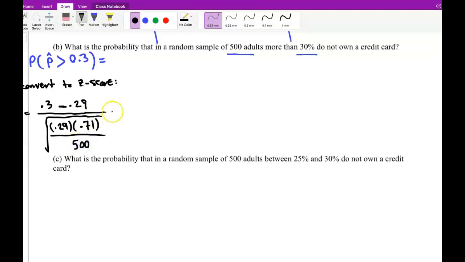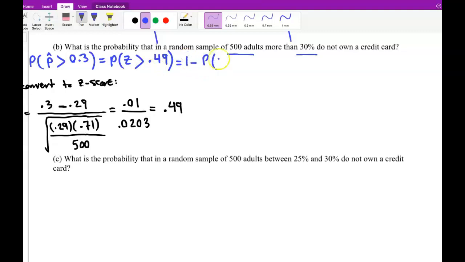The standard deviation is the square root of 0.29 times 0.71 divided by 500, so on top we have 0.01, and the denominator is 0.0203. So that is equal to 0.49. Using this z-score, find the probability that z is greater than 0.49. This says right, so to find the area to the right, you need to subtract 1 minus the area to the left.